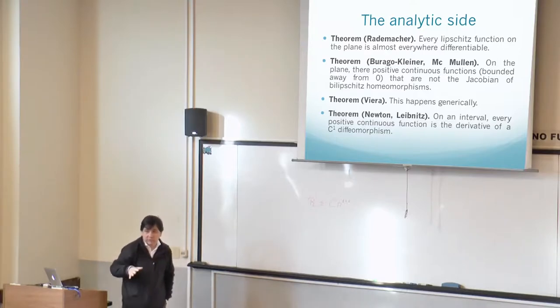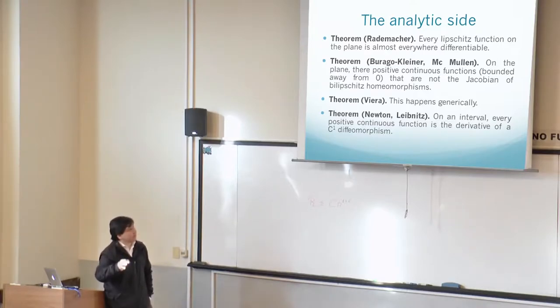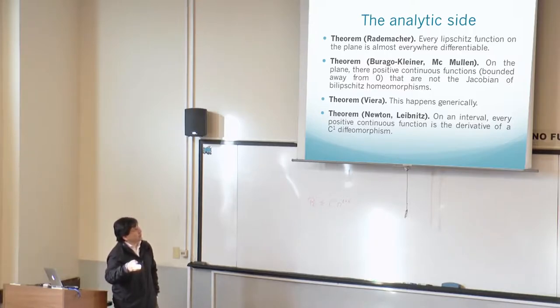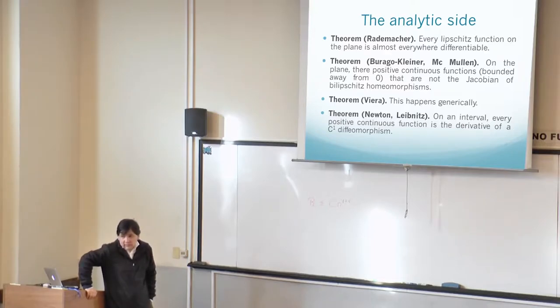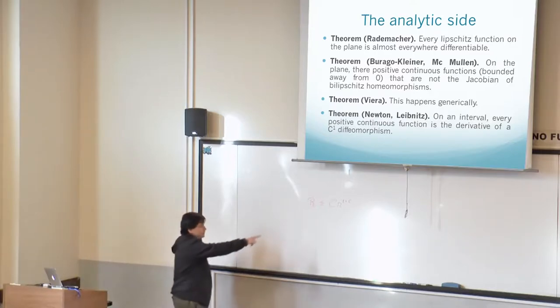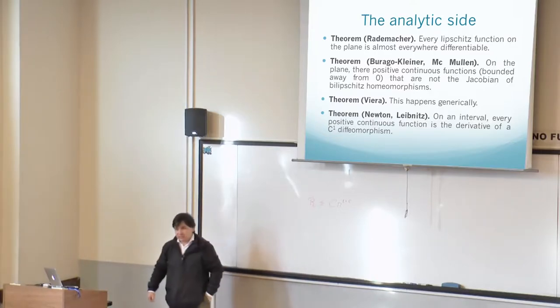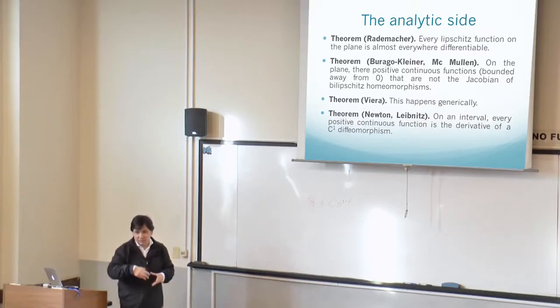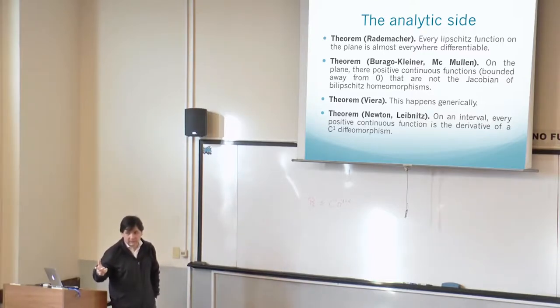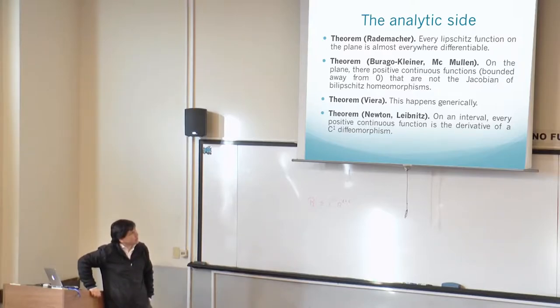This is a theorem by Moser. If you have a Hölder function which is bounded away from zero and positive, then it is the Jacobian of a bi-Lipschitz homeomorphism. Okay? That implies that you have a stronger condition than Hölder. Yes, this is somehow related to this. Okay? When you do the rescaling, you translate the Hölder condition on the density function into a condition like this one.